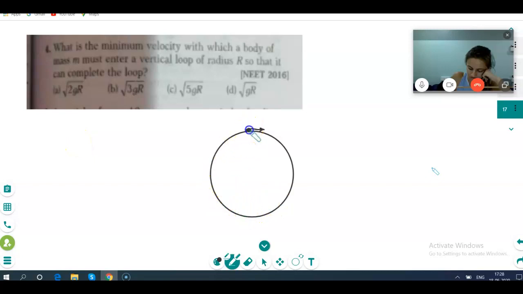How do you take velocity, right? They're asking for minimum velocity. I don't know how to do this actually. See, mg, what is the centripetal force here? Centripetal force, mg. I wanted to ask, who is providing the centripetal force?